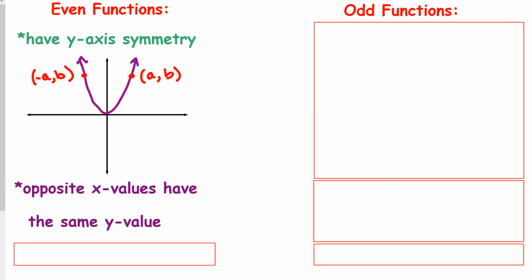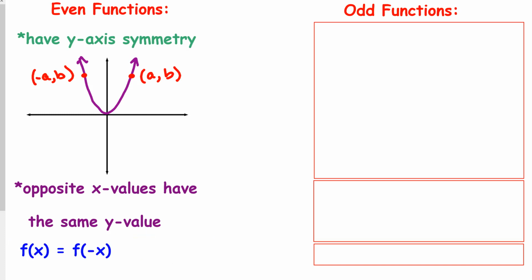So when we put that in words, we say that for even functions, opposite x values have the same y value. And when we put that in symbols, using function notation, we would say that f of x equals f of the opposite of x. Opposite x values, same y value.